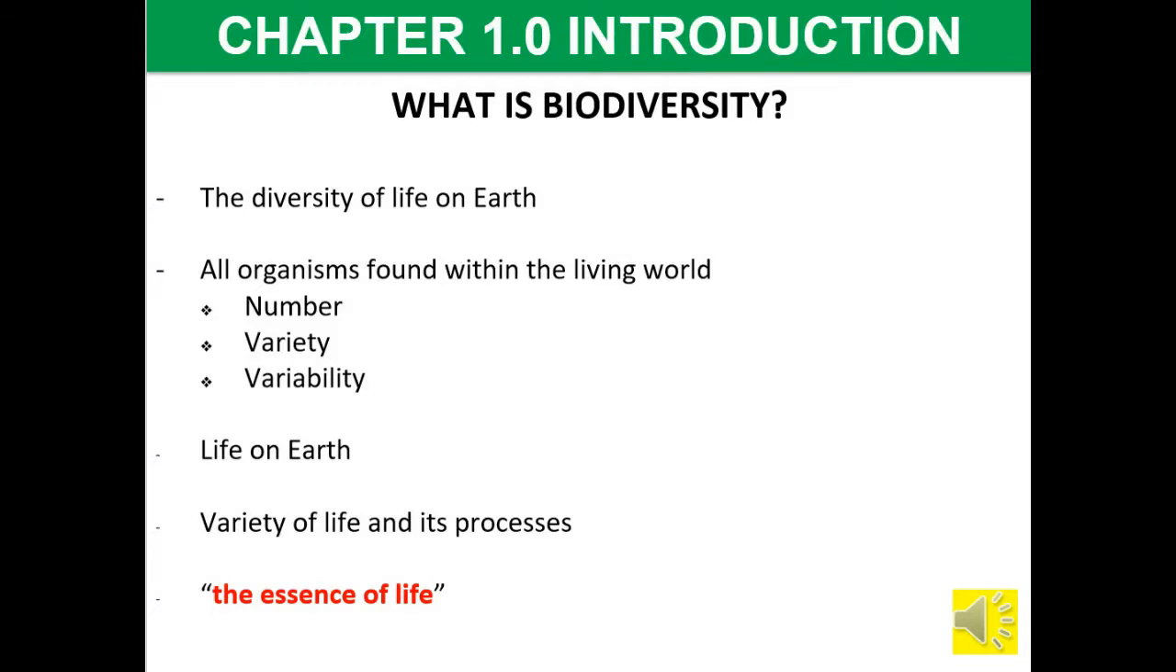So let us define what biodiversity is again. Biodiversity is the diversity of life on Earth. It refers to all organisms found within the living world. That includes the number of organisms, variety of organisms, variability of organisms. So every life on Earth is called biodiversity. And that also includes the variety of life and its processes. In other words, biodiversity is the essence of life.